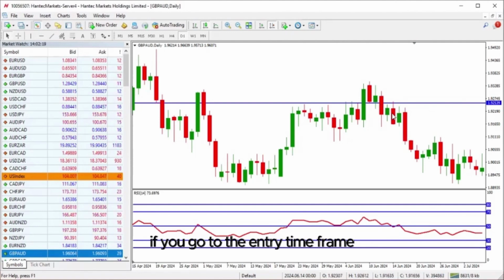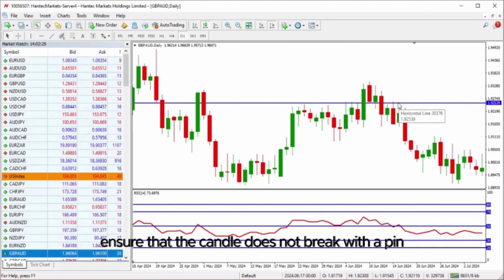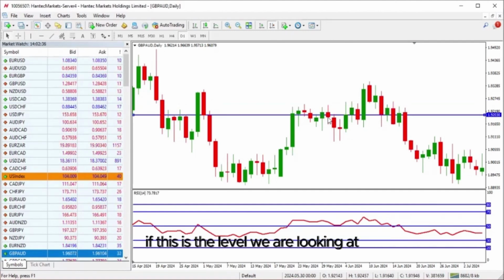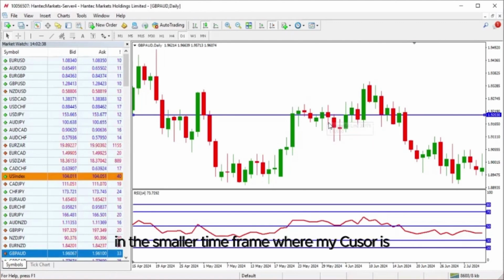One more thing that I need to let us know. If you go to the entry time frame, just look at the entry very well. Don't just take entry carelessly. Before you take entry, ensure that the candle does not break with a pin. Let me show us what I mean. If this is the level we are looking at, if the candle breaks like this in the smaller time frame where my cursor is, this break is invalid.